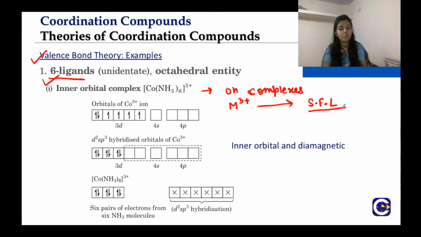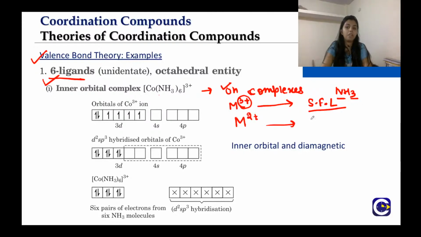Water and ammonia have special cases, so there are just 2 cases you need to remember. Cobalt 3 plus with water will behave as a strong field ligand; otherwise water will behave as a weak field ligand. And in octahedral complexes, if the metal is present in +3 oxidation state, then ammonia will behave as a strong field ligand, while if the metal is in +2 oxidation state, then ammonia will behave as a weak field ligand.